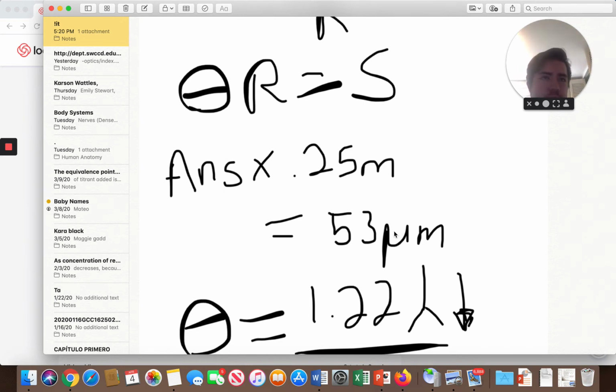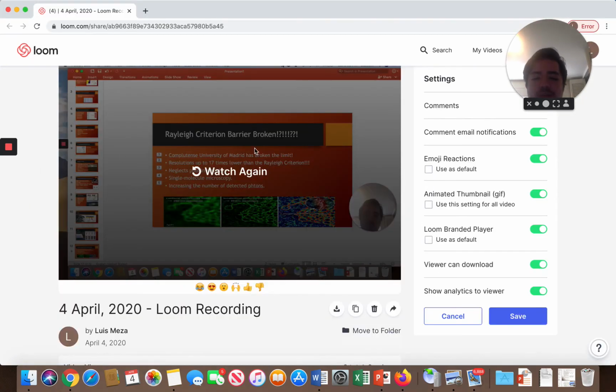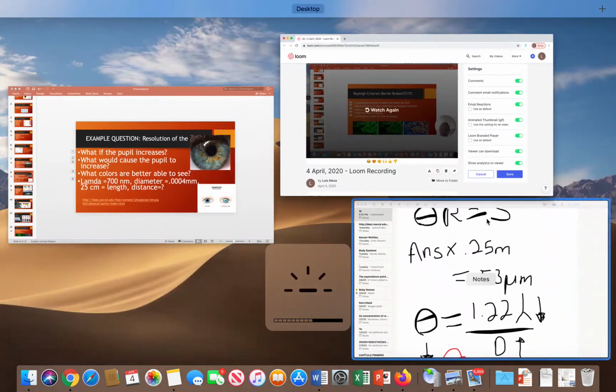So our eyes are pretty precise. I mean, that's tiny. Bacteria are like, what, 1 micrometer, and we're only 53 away, so it's not crazy. And so now we're going to talk about, wrong page, sorry about that.